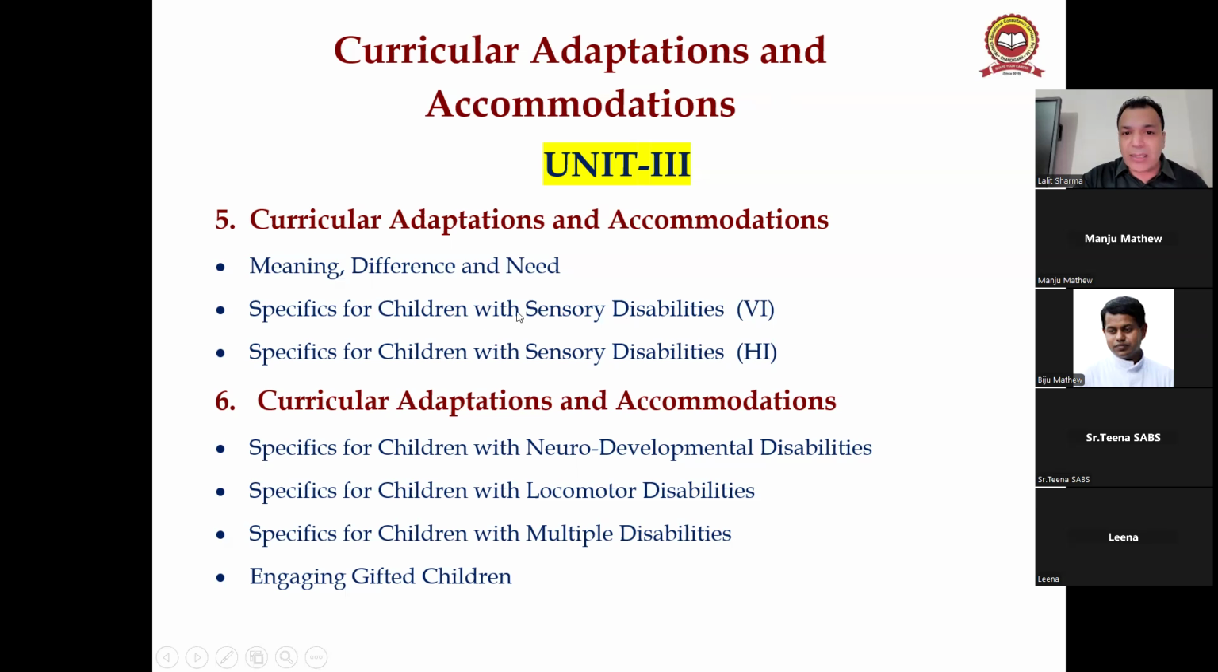Means, what is the meaning of that? VI, visually impaired. So it means what type of adaptations and accommodations are required for the visually impaired student. Got it? And last is specifics for children with sensory disability, HI, meaning hearing impairment. It means what kind of curricular adaptations and accommodations are needed for the hearing impaired candidates, students, who are disabled.